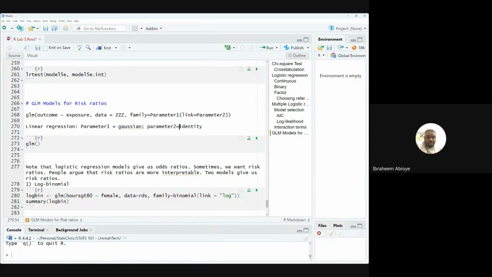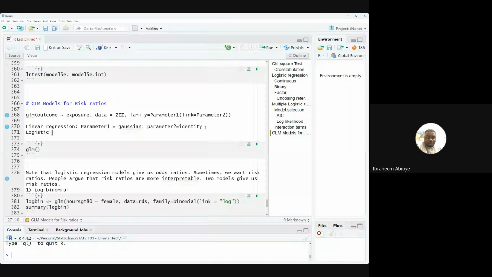When we say the parameter 2 is identity, we're saying we preserve the identity of the outcome, make no changes to it. Okay, and that's why we can easily interpret linear regression using the same units as the outcome. Okay, you remember all of this from our discussion of linear regression. And then last week, we saw logistic regression.